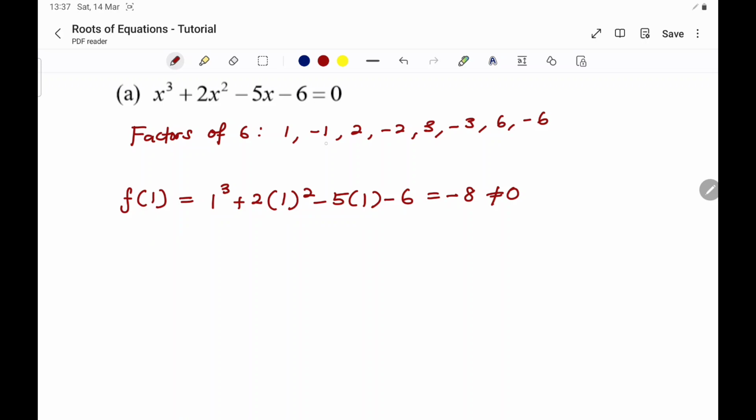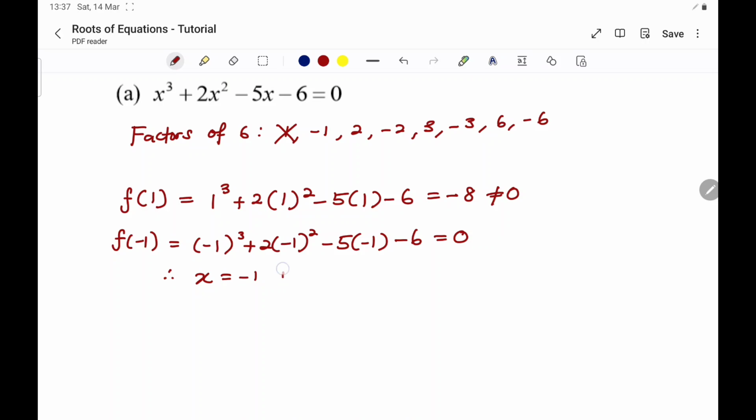Maybe we use negative 1. Okay, we use x is equal to negative 1. So you use negative 1 cubed plus 2 multiply with negative 1 squared minus 5 multiply with negative 1 minus 6, and use a calculator to make it easier for you, you will get equal to 0. So when it is equal to 0, by right, your value of negative 1 just now is one of the roots. So we have to find 3, right? So we have to try one by one. So by right, this is one of the factors.